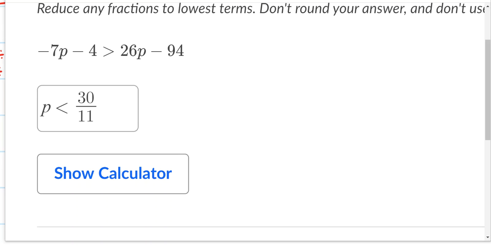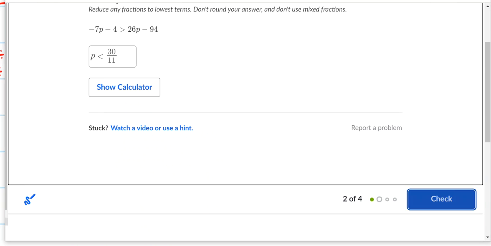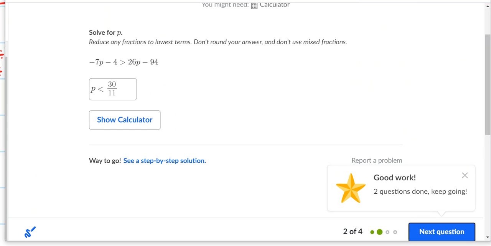So I paused the video and entered my solution. p must be less than 30 over 11. We can press check, and the website says that's a good solution too.